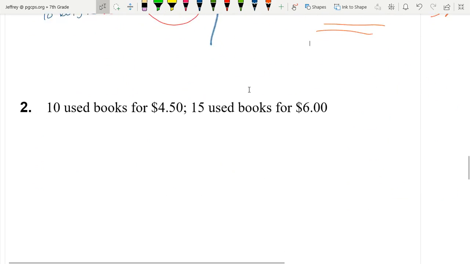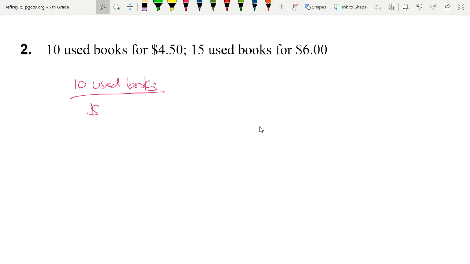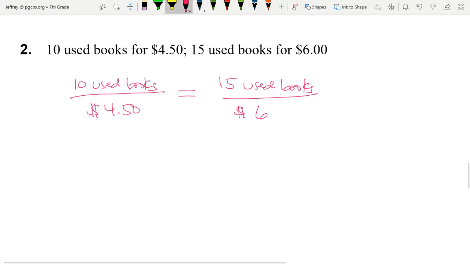Now, let's do number 2. 10 books for $4.50 or 15 books for $6. So let's do number 2 using cross products. We have 10 used books for $4.50. Would that equal 15 used books for $6? Are the ratios the same? Would they form a proportion? Are the rates equivalent?